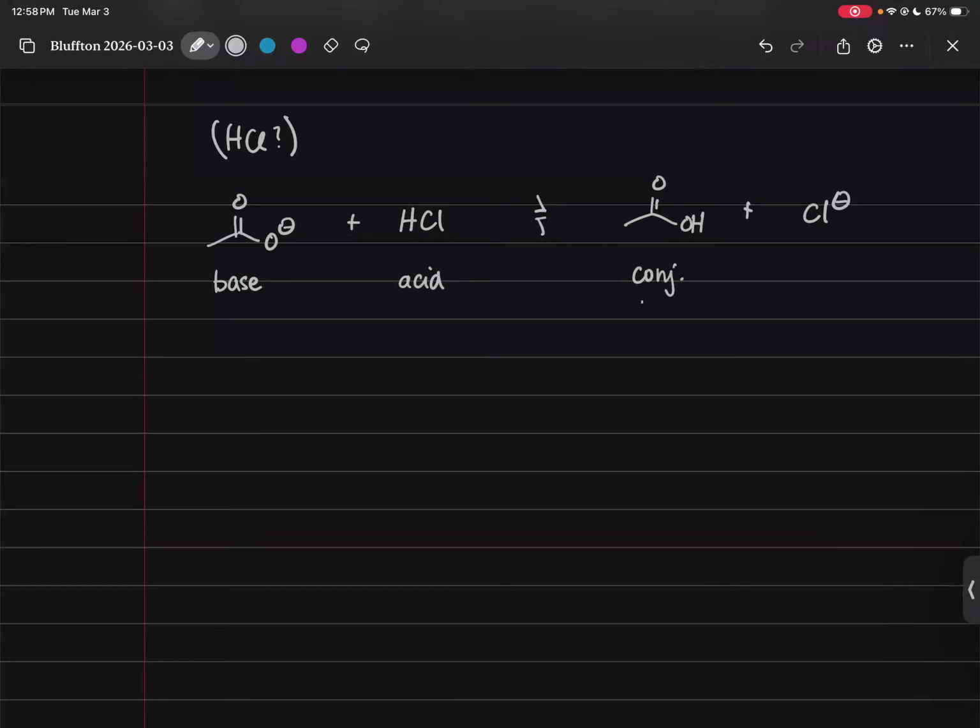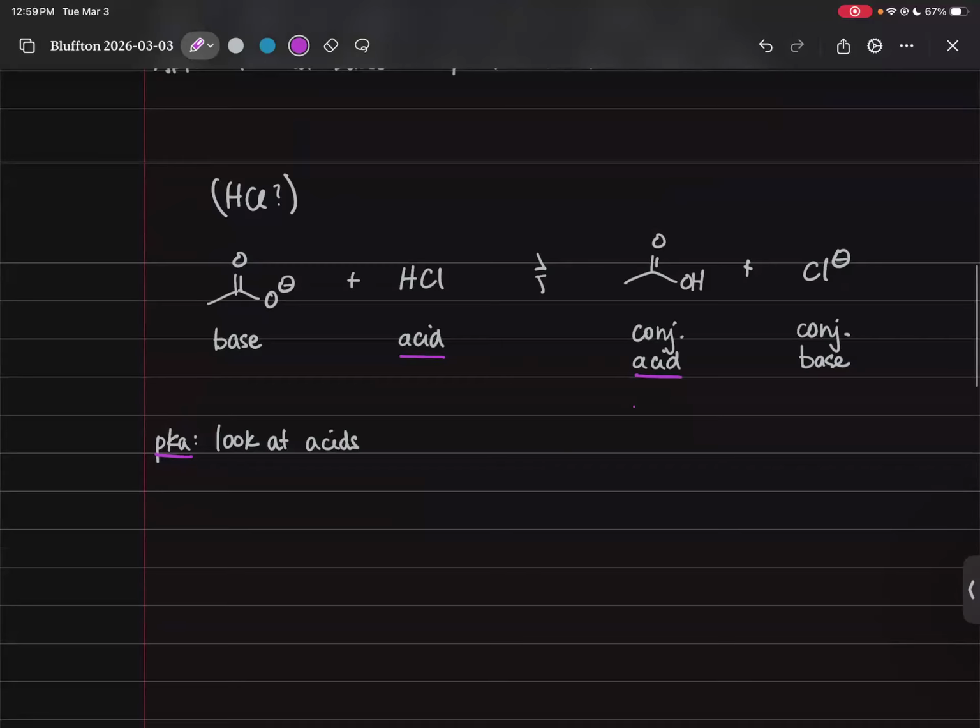Acetic acid is our conjugate acid. Chloride is our conjugate base. Okay, so for pKa, we need to look at the acids. So HCl versus acetic acid. All right, acetic acid, the pKa is 4.75.